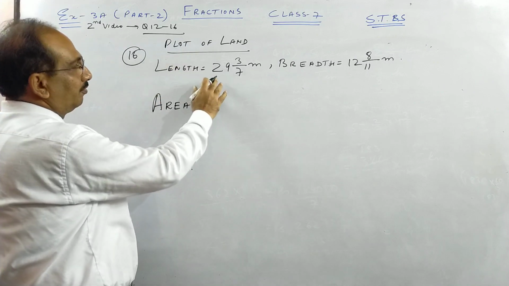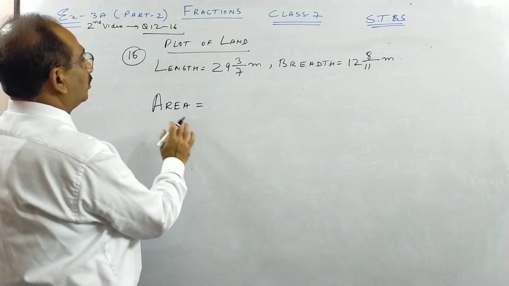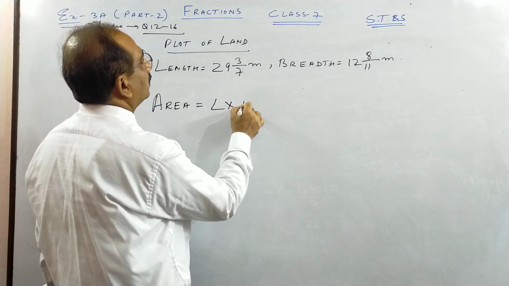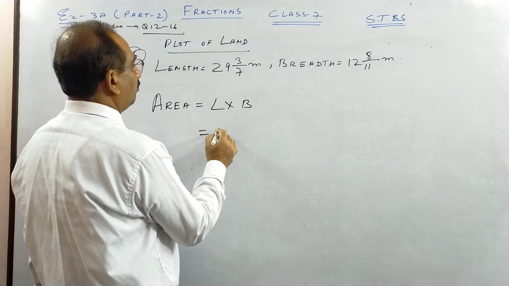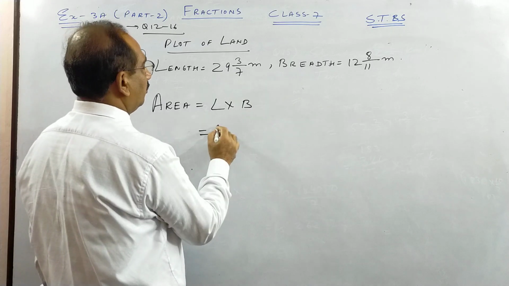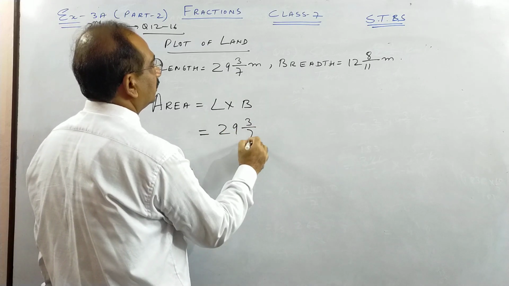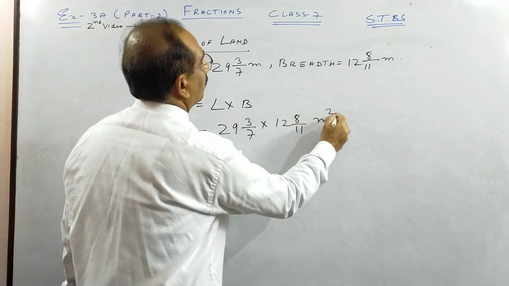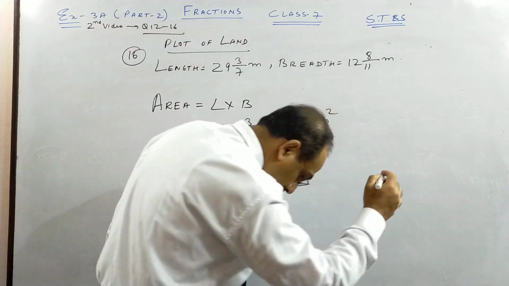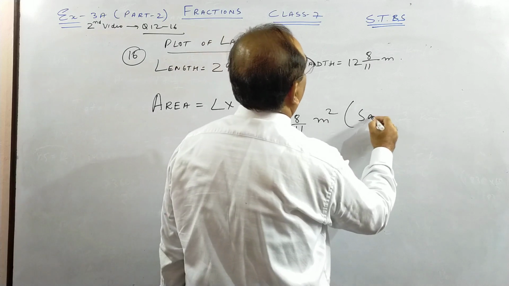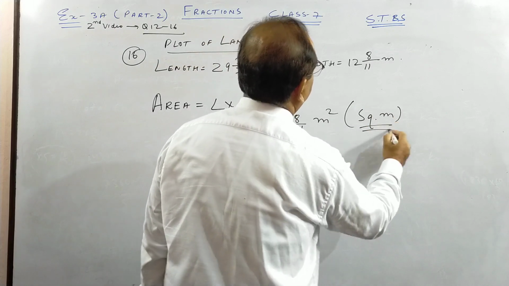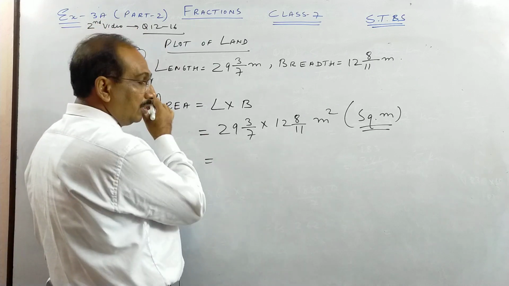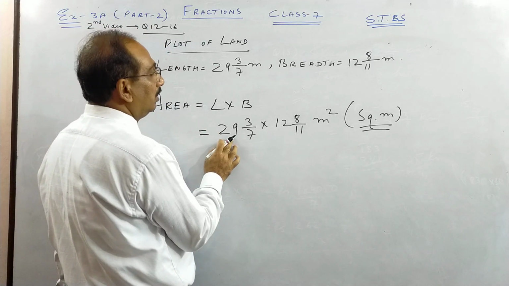Length of a plot of land is given and breadth is also given. We have to find area. Area, children, is length into breadth. So we multiply. Answer will be this into this meter square, or you can write square meter. Both are almost same. So this will give you 29 sevens.